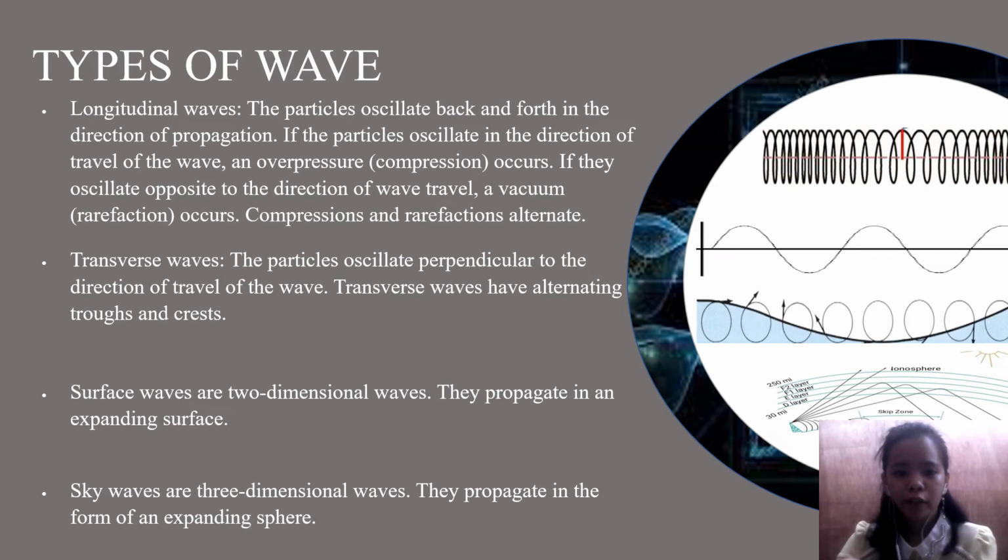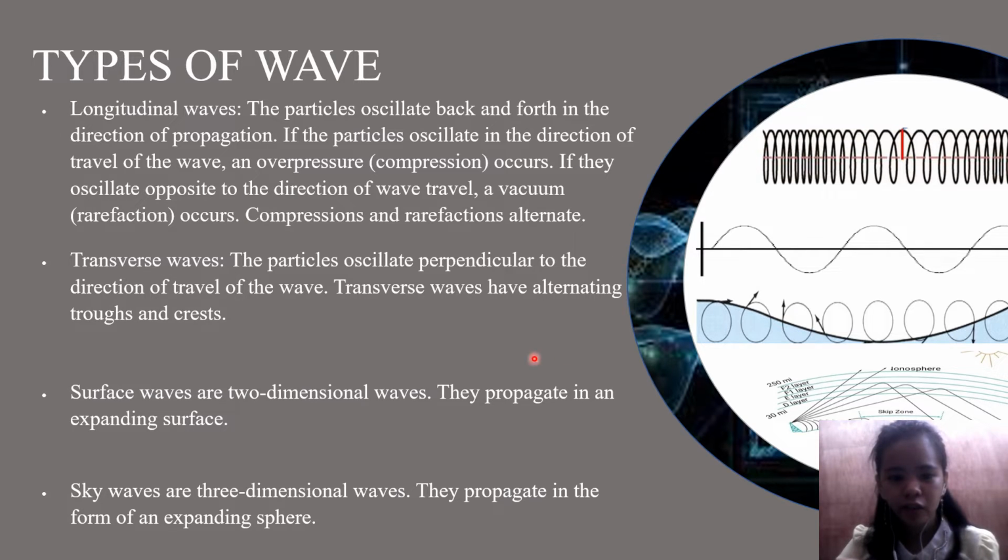So next, three types of waves. First, longitudinal waves: the particles oscillate back and forth in the direction of propagation. If particles oscillate in the direction of travel of the wave, an overpressure occurs. If they oscillate opposite to the direction of travel, a vacuum occurs. Compression and rarefaction alternate. So this is an example of a longitudinal wave.